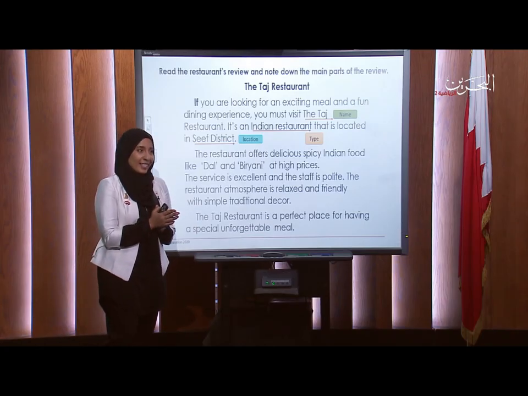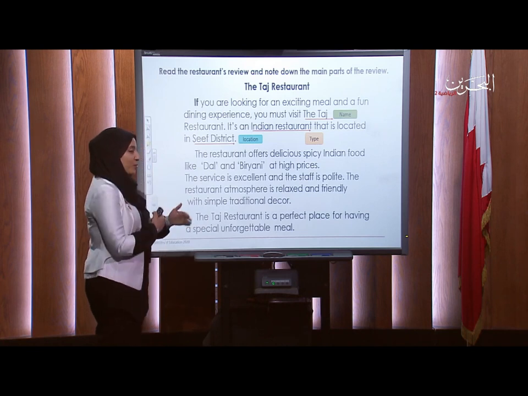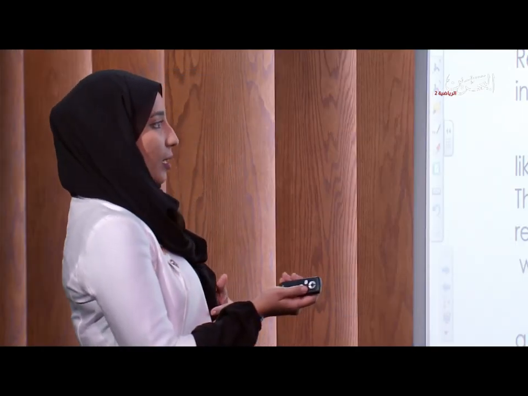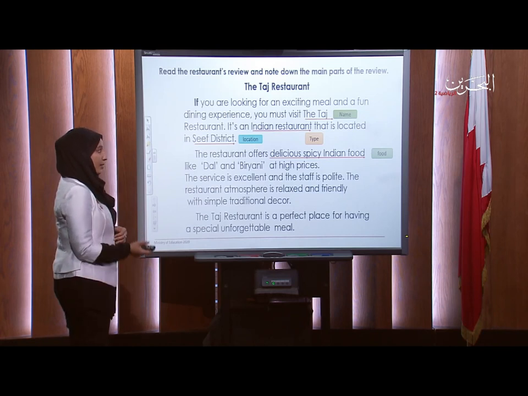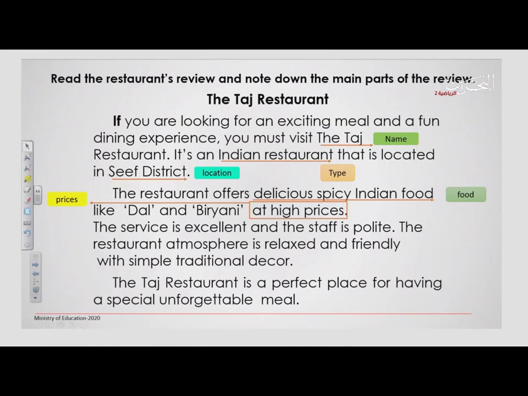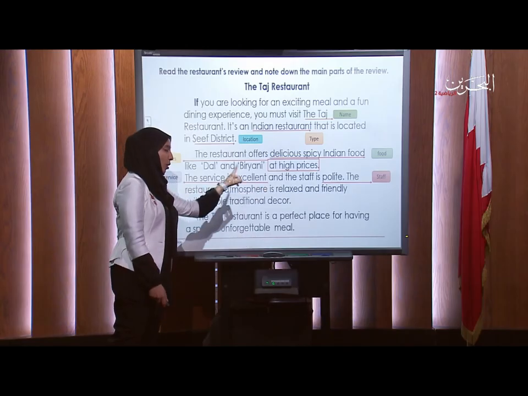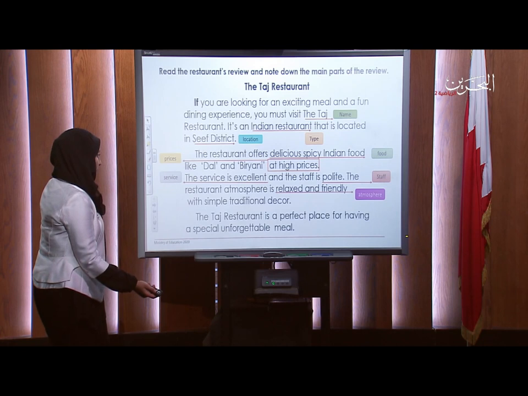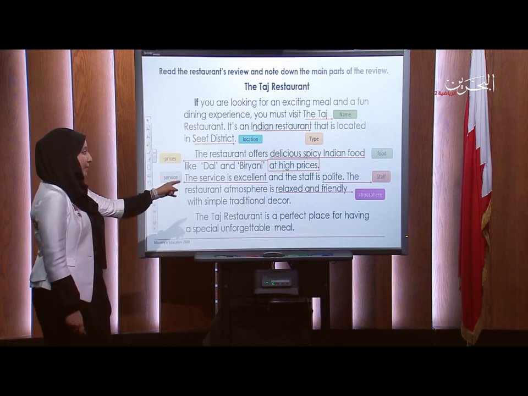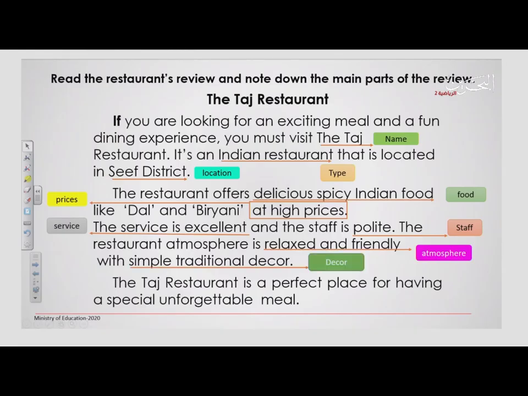Time is up. I'm expecting the answers to be all correct because we kept repeating it all over. But let's check. Food. Delicious, spicy Indian food. At a high price. The prices. What else? The staff. Or the service. The service is excellent. And the staff is polite. And because the 2 points are positive, and. The atmosphere. Relaxed and friendly. The decor, simple, traditional decor.